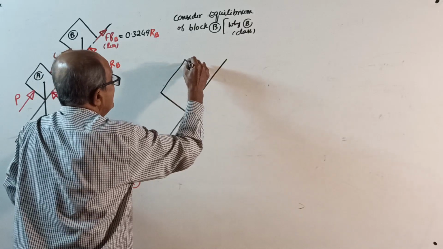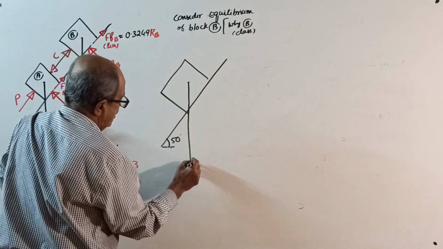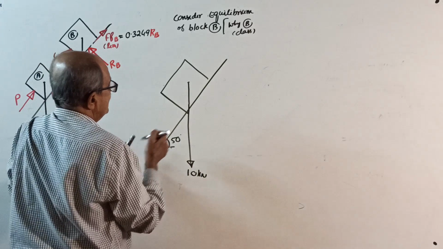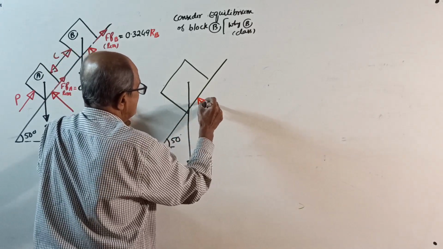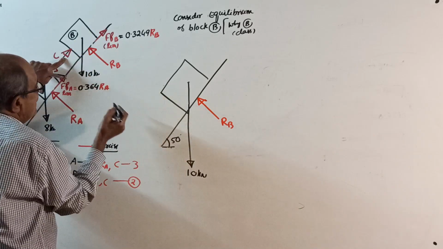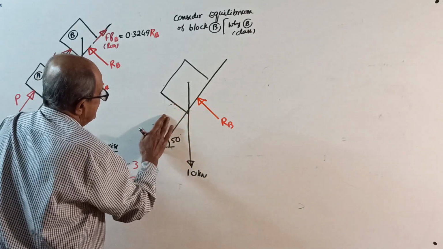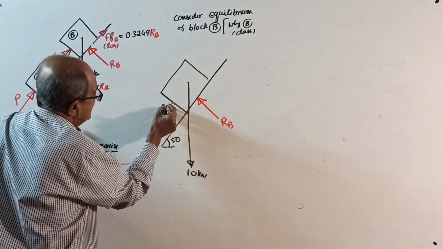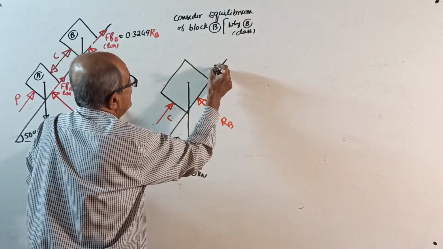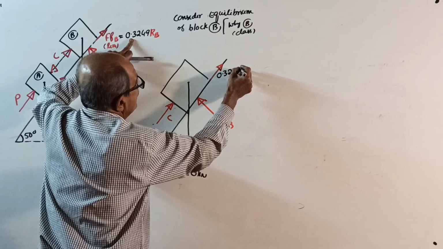Little bigger sketch. A little more space required here. Weight acting down, block B, 10 kilonewton. Then there is a normal reaction perpendicular to the plane, RB. Then a force acting from this side on block B. Compression, it should be along the plane, parallel to the plane. See, this arrow mark, C, and a frictional force here, which is directly equal to 0.3249 times RB.